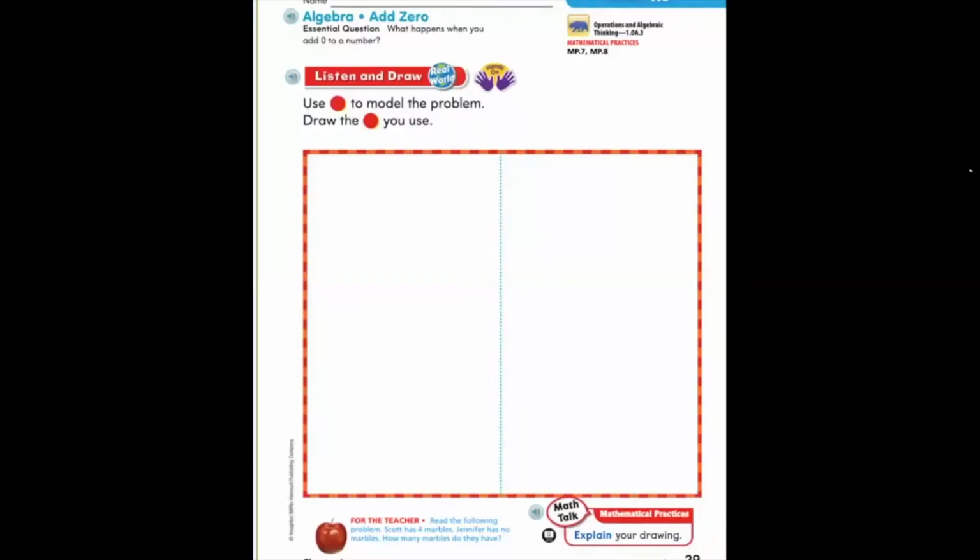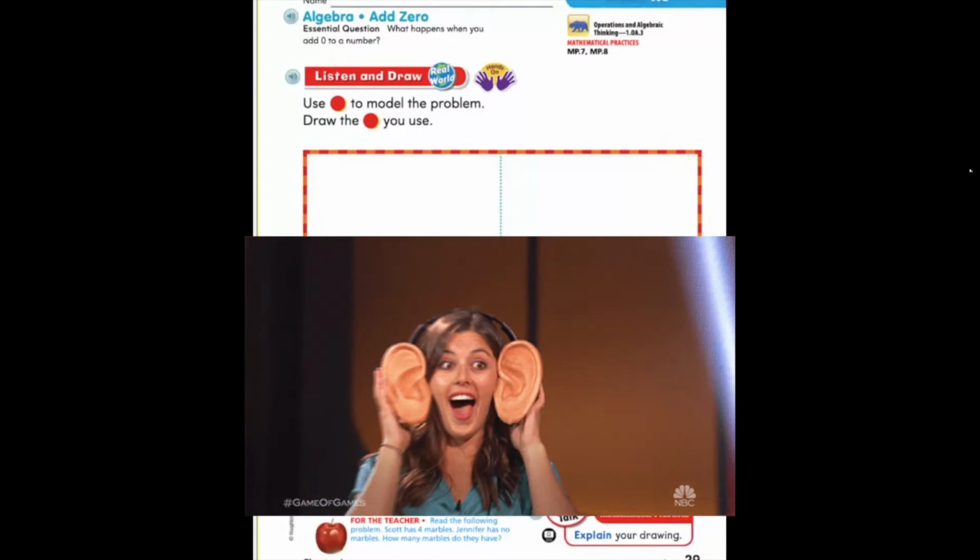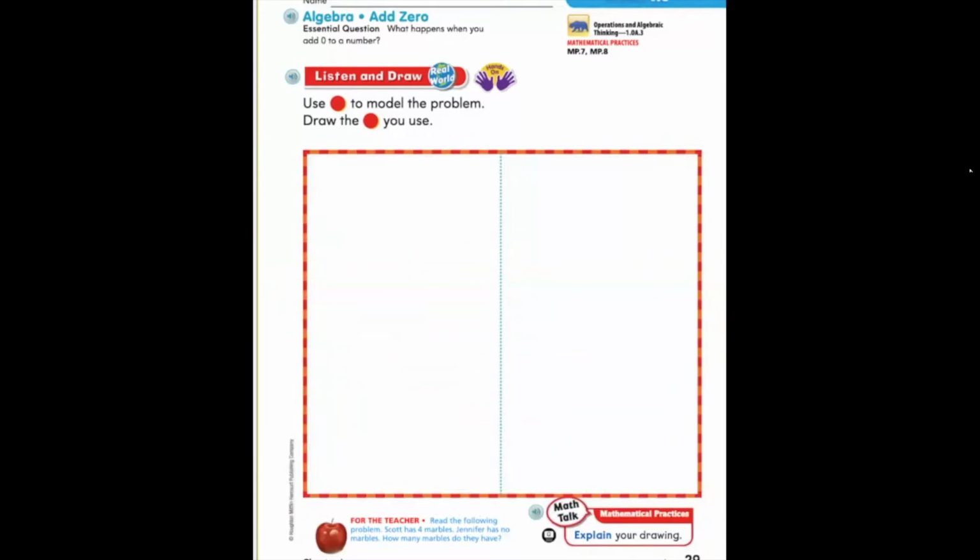Let's turn to page 29 in our math books. At the top of page 29, the directions say, listen and draw. Use counters to model the problem. Draw the counters you use. Listen to the following problem. Scott has 4 marbles. Jennifer has no marbles. How many marbles do they have?